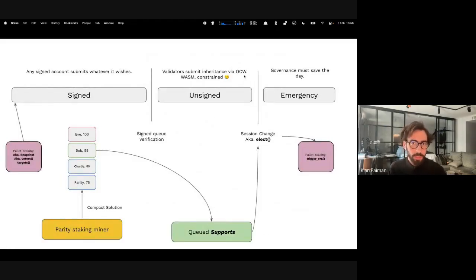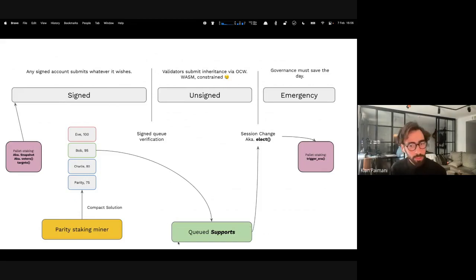Then comes the unsigned phase, when the validators try and compete with this potentially queued solution via their off-chain workers. But it should only be considered a backup, because it's also executed in WebAssembly. It's constrained. It cannot be updated; updating the code of the off-chain worker is currently not possible. So you can only update it with a new runtime upgrade, which does not happen super frequently.